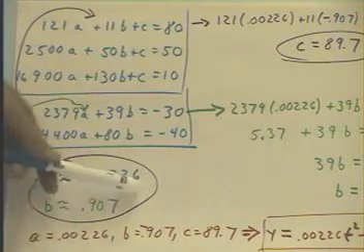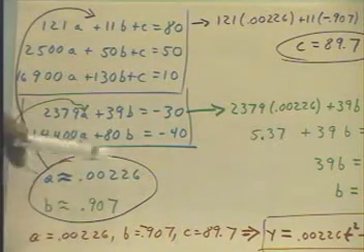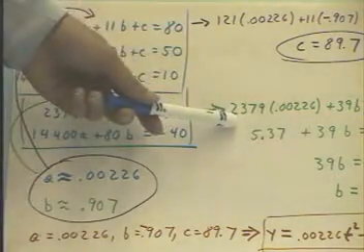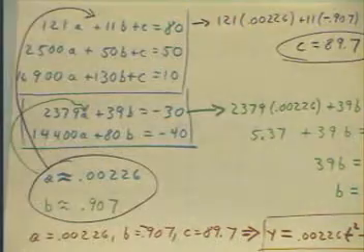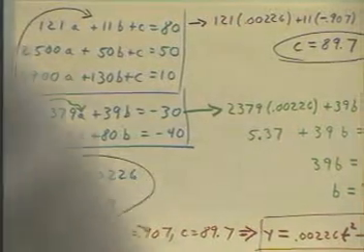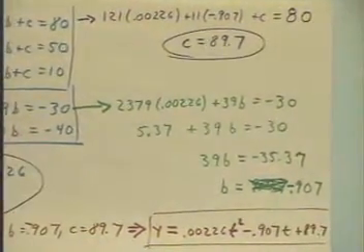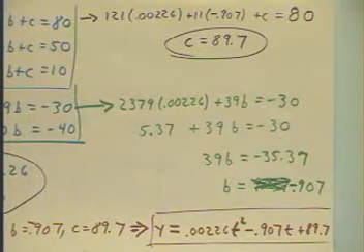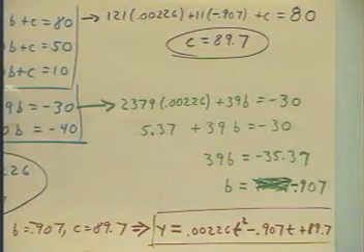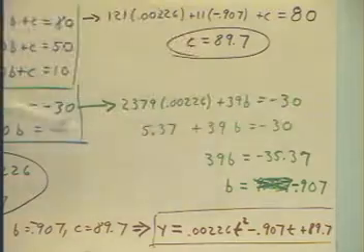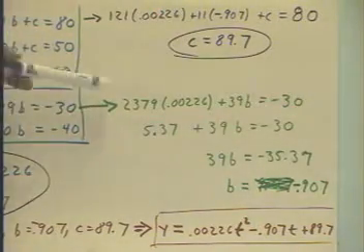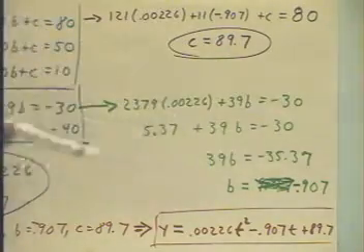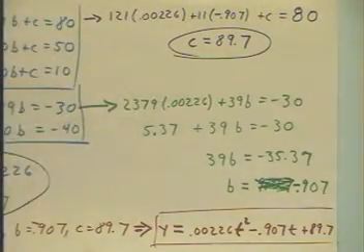We're going to put the 0.00226 in here for A. And you see over here we're going to get 2379 times A, which is 0.00226. And then we'll move over a little bit and see that we have plus our 39B, from the 39B over here, equals negative 30 from the negative 30 over here. So everything in the equation on this side appears here except that A has been changed to 0.00226.